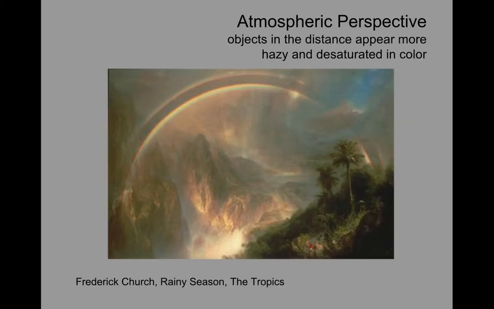Another form of perspective would be called atmospheric perspective. And this is when objects that they want us to believe are in the distance appear more hazy and desaturated in color, whereas objects in the foreground, like these small figures gathered here, actually feel a little more vivid in color and a little more clarified.